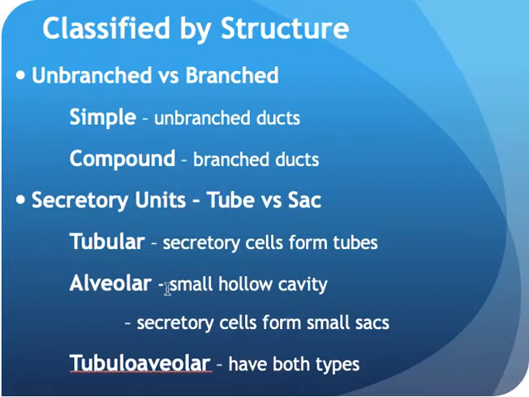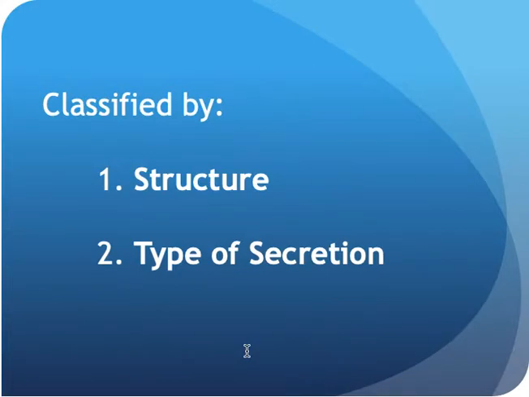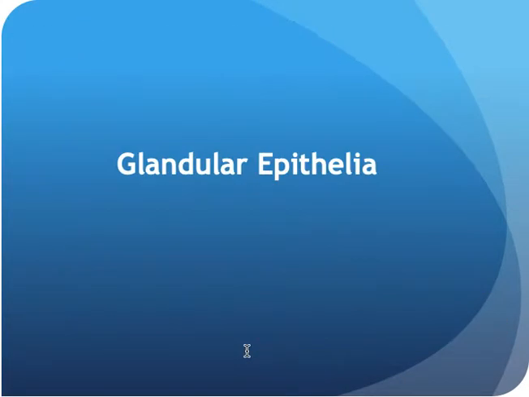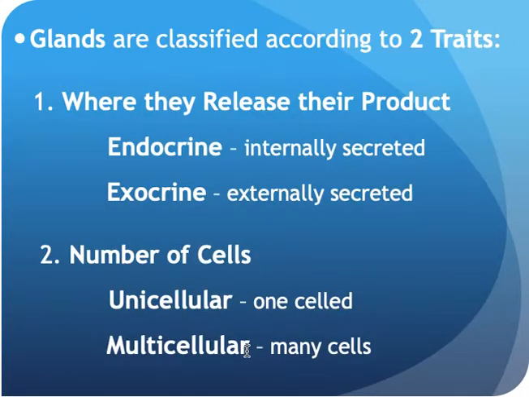I can have alveolar ones, which are going to use this hollow cavity, or they're going to form these small sacs. And then I have this tubulo-alveolar, which are going to use both types. So again, I just want to always be able to go back and say, I have my glands. They're going to be broken down into endocrine versus exocrine.